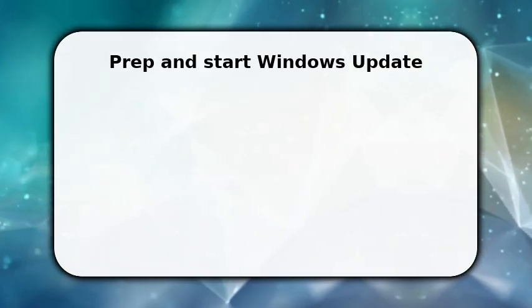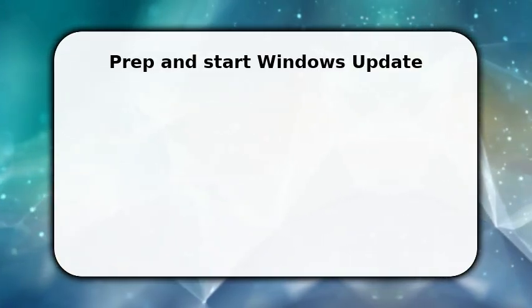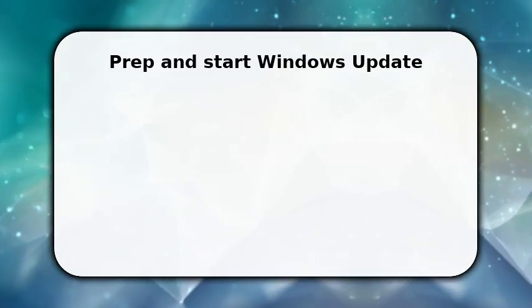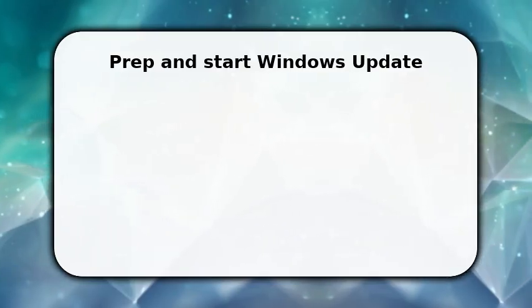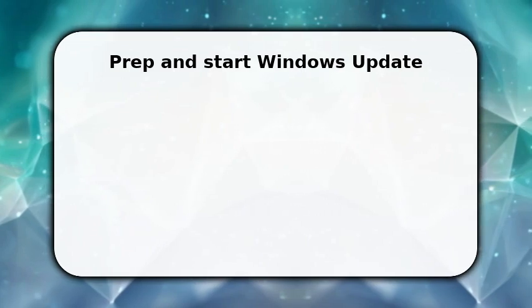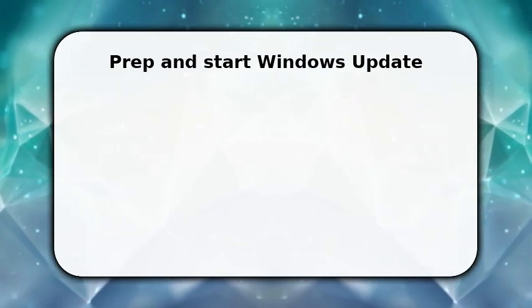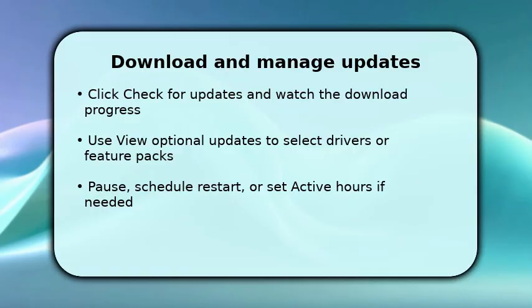Next, press Start, open Settings, and go to Update and Security, then Windows Update. You're now at the control screen, where you can check for updates and queue installations. Don't click Restart until you review available updates. You'll now fetch and manage the actual files.